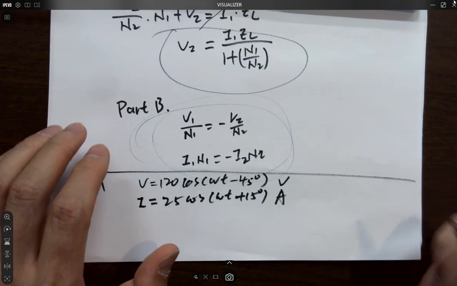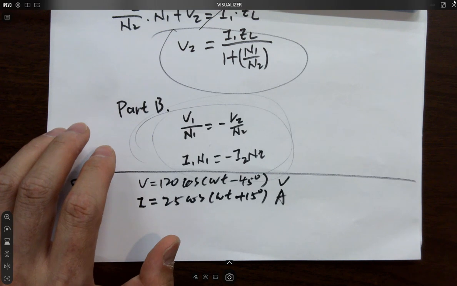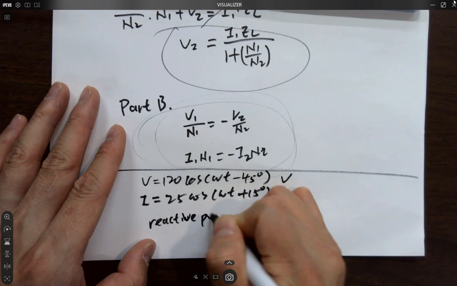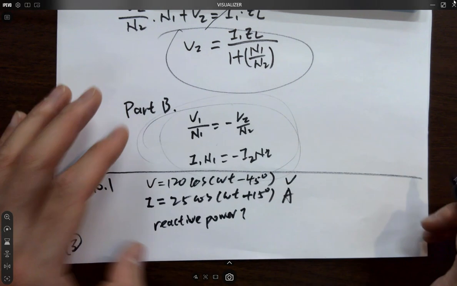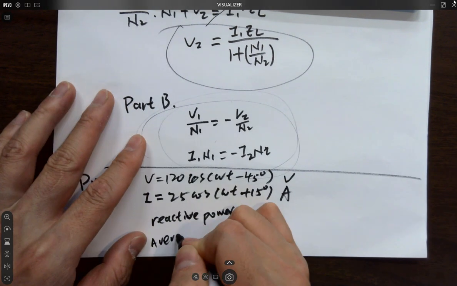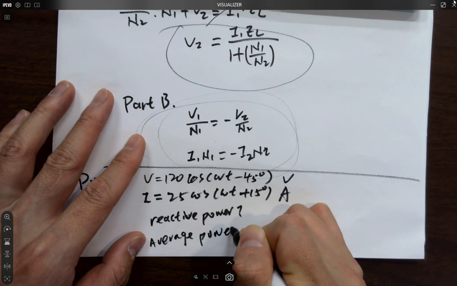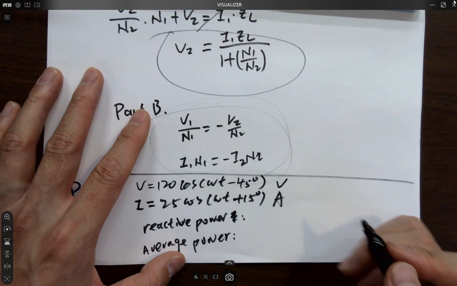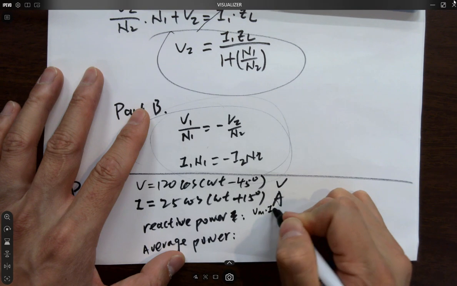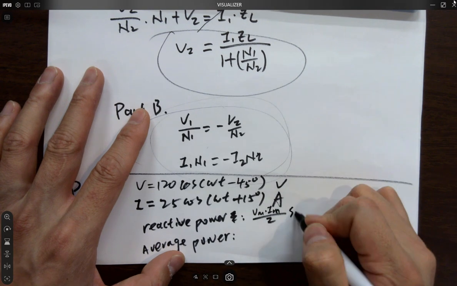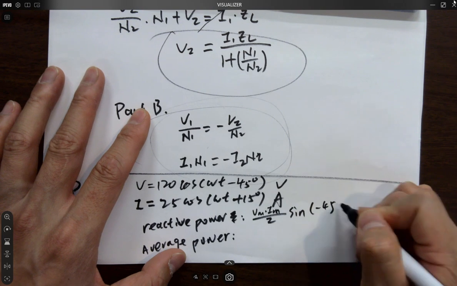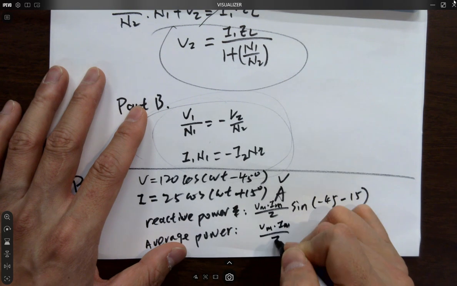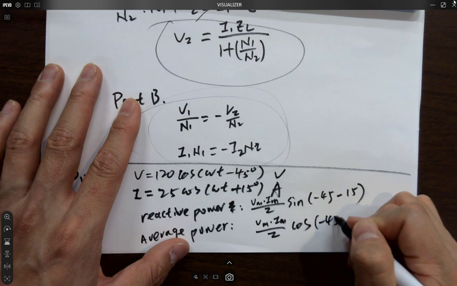So it's asking for the reactive power. Because we know the average power, right? So average power or real power. Let's do both. What's the reactive power? It's Vm Im over 2 times sine of the phase shift, which is minus 45 minus 15. Average power is Vm times Im over 2 times cosine of minus 45 minus 15.